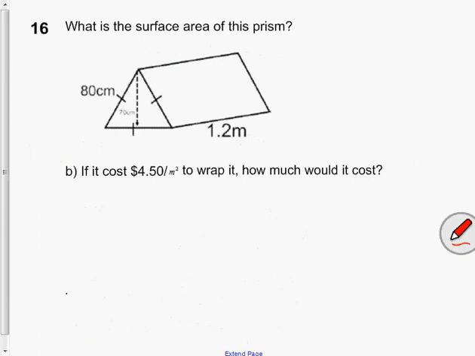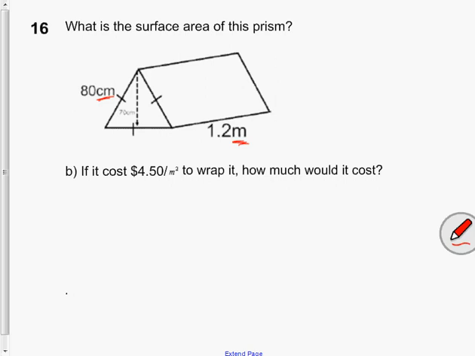Question 16, what is the surface area of this prism? Now for this one, it's a triangular prism, and the thing you probably should have noticed was that this is meters and this is centimeters. And before you start calculating surface area, you have to make a decision as to whether you're going to use meters as your unit or centimeters.